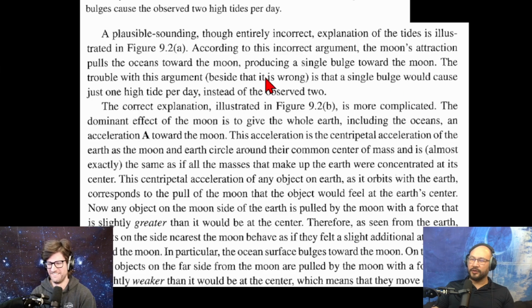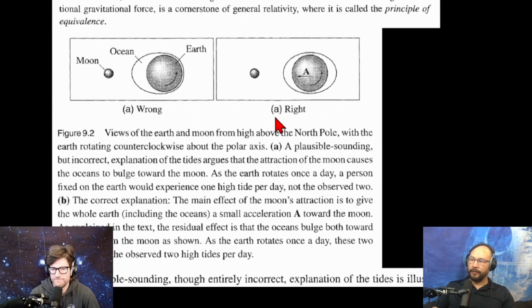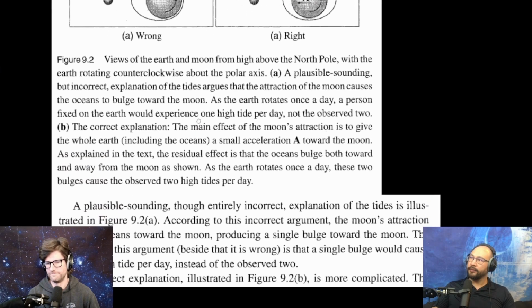Is that the single bulge would cause just one high tide per day instead of the observed two. Good. Follow the observation. It's got to be two. Yeah. The correct explanation illustrated in figure 9.2b is more complicated. Look at B, there's Earth, Moon, two tides. One on the near side, one on the far side. Perfect.